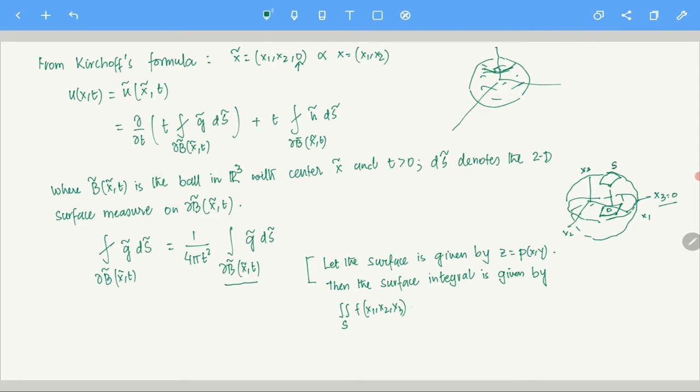So x1, x2, x3 with respect to dS. Yes, surface, this thing, this is a double integral over D, the region here. Okay, f of x1, x2, and x3 is getting replaced by p of x, y. Clear? P of x, y. So here also I have to change this.